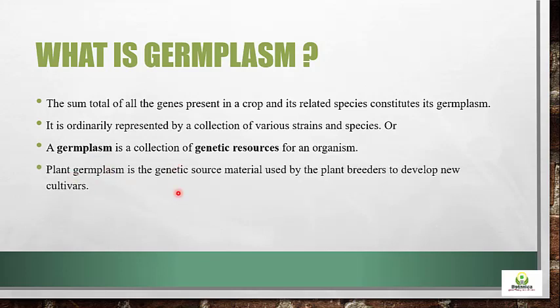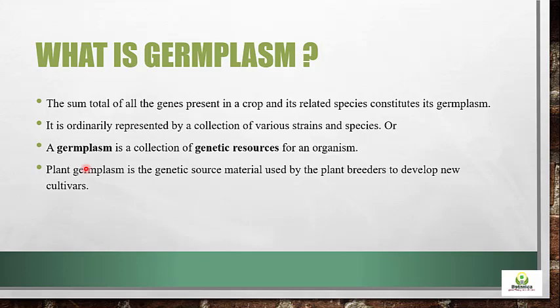Plant germplasm is the genetic source material used by plant breeders to develop new cultivars. When we have a germplasm at our disposal, we can use it in multiple ways. For example, in the context of plant breeding, those plant breeders who are concerned with making new varieties and new cultivars use the germplasm for experimental purposes, and by carrying out experiments on that germplasm, they can make a new cultivar.